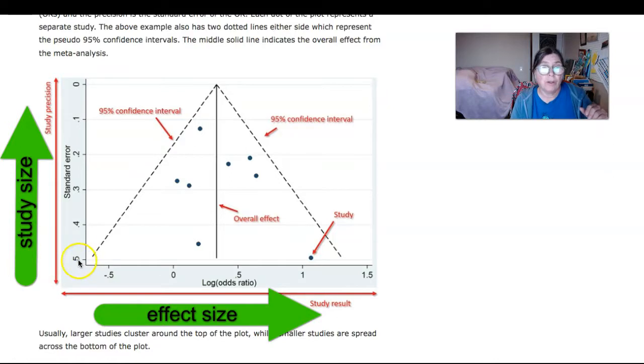So that's why you see these large numbers, 0.5, 0.4, down here when there's very few participants. Either way, the big studies are up here with lots of participants and low standard error, and down here are the small studies with very few participants and larger standard errors.